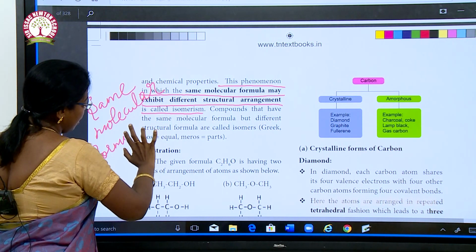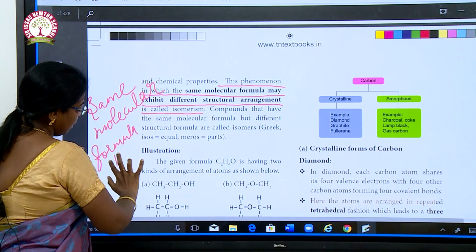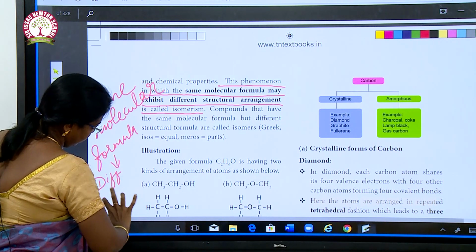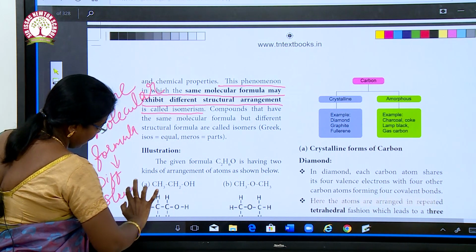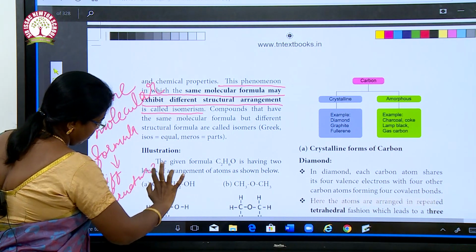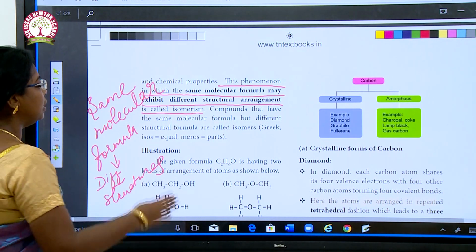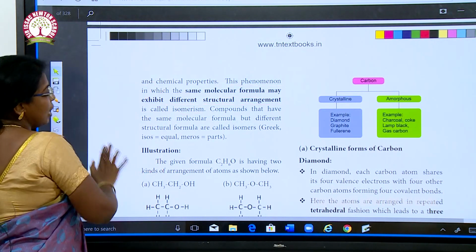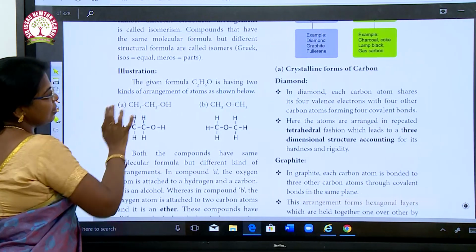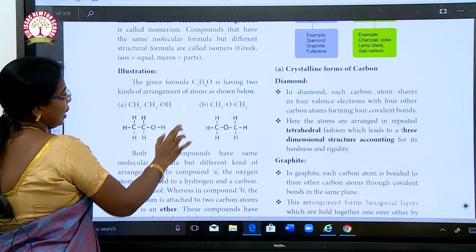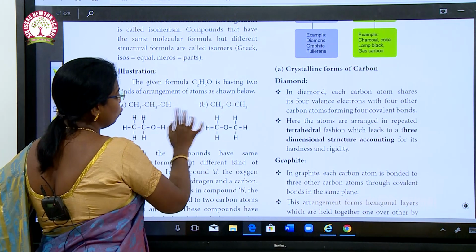They have the same molecular formula but different structures. They are called isomers. Compounds that have the same molecular formula but different structural formulas are called isomers. They have given an example, the formula C2H6O. We can arrange this formula in 2 ways.